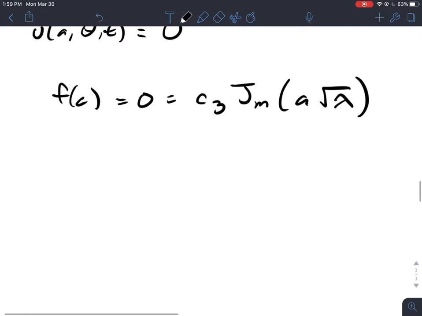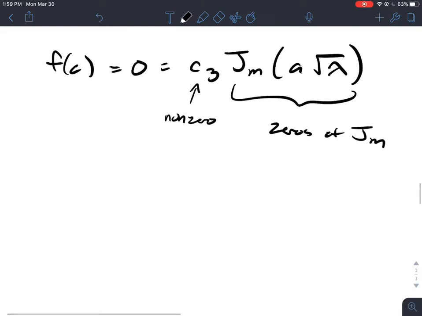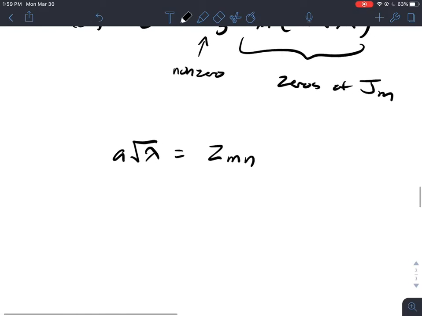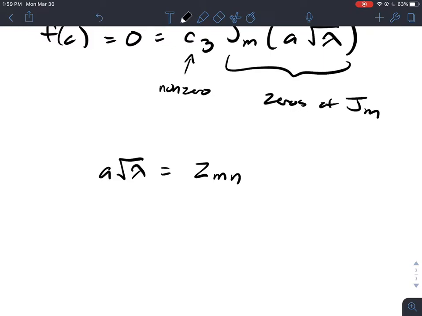Okay. So going with that trend, we don't want C3 to be equal to a constant 0, right? So that's non-zero. Therefore we're looking for the zeros of Jm, and the zeros of Jm can be modeled in the exact way I was just talking about. So the zeros of Jm are going to be equal to Zmn, where Zmn is representative of the nth zero of the mth Bessel function. So the mth Bessel function determines the zeros. Therefore lambda mn is equal to Zmn over a squared.